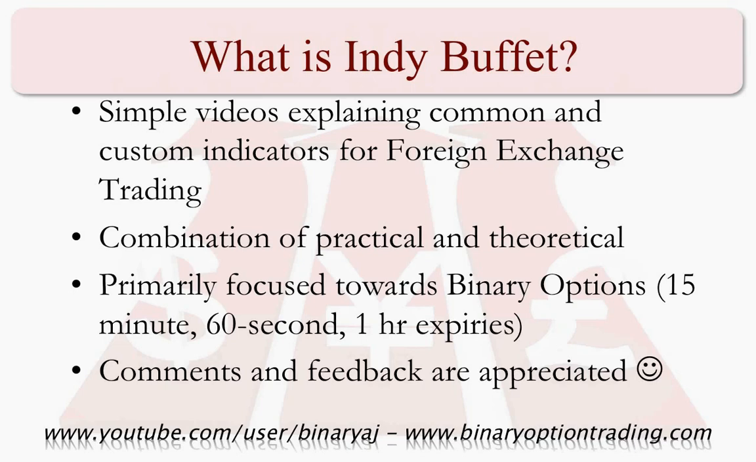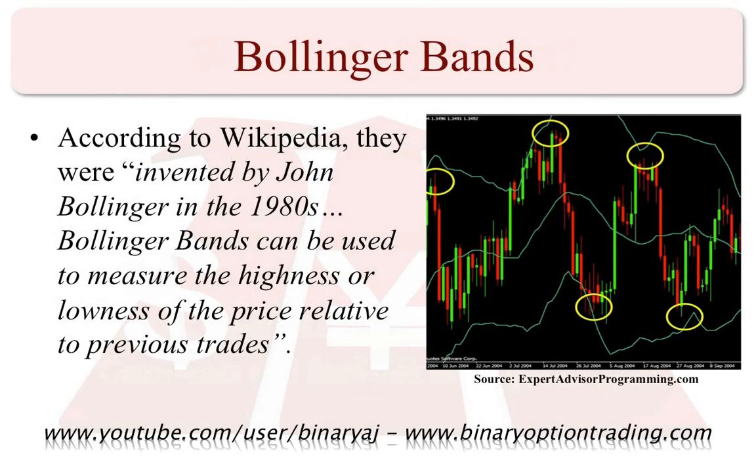So today we're going to be talking about Bollinger Bands. Now, Bollinger Bands, according to Wikipedia, were invented by John Bollinger in the 1980s. And what Bollinger Bands essentially are used for is to measure the highness or lowness of the price relative to previous trades. So it's as simple as I could put it: it's a lagging indicator because it's based on previous historical price data. So Bollinger Bands are measuring the highness and lowness of the price relative to previous trades.